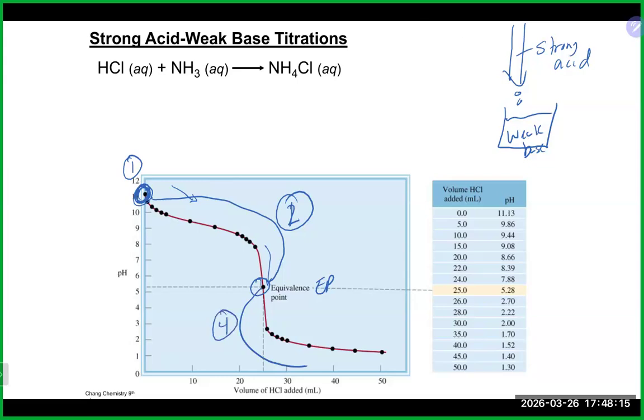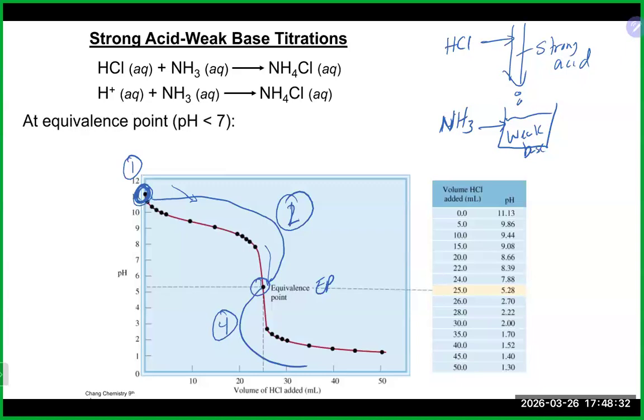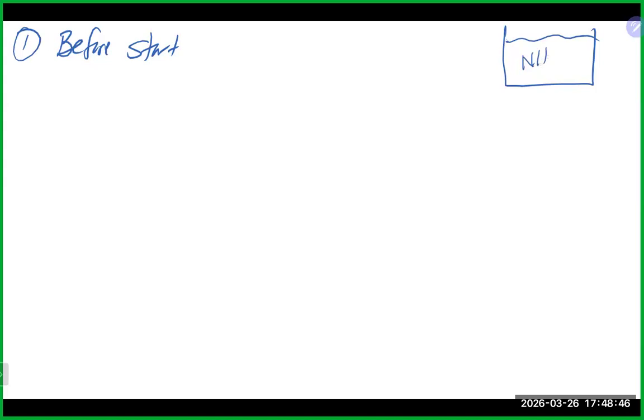So in this situation, we would have the hydrochloric acid up on top, and here we would have the ammonia, which is our weak base, on the bottom. And again, we're adding acid to base in this case. So just like before, let's go through the 4 different parts and see what's happening at each of them. At the very beginning, before we start the titration, we basically just have a beaker or a flask sitting there with a weak base in it.